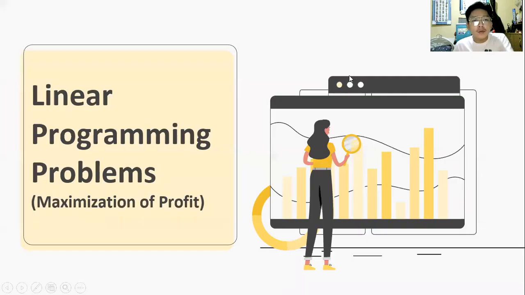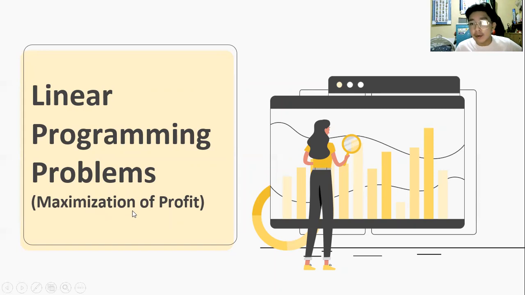Now we're going to the linear programming problems. Linear programming is a method to achieve the best outcome in a mathematical problem, usually if the mathematical problem is represented by a linear equation and is subject to constraints. Linear programming has many functions in the mathematics world and the industry world, but one of those functions is in economics, in the maximization of profit.